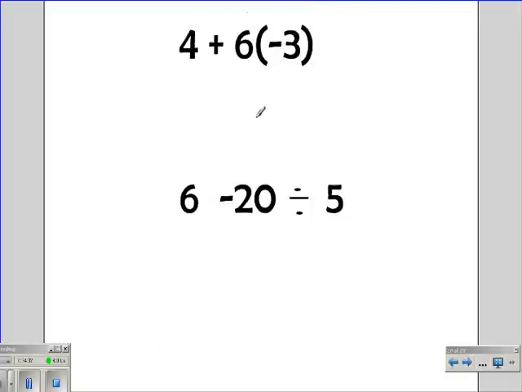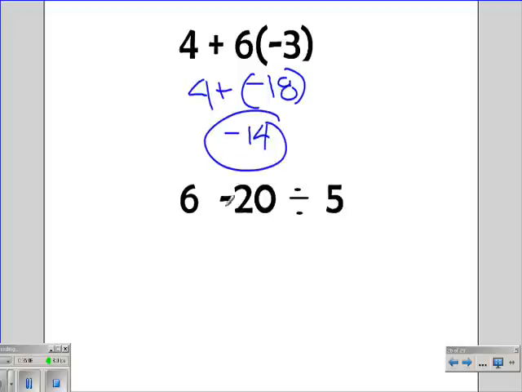And the last 2 problems, hopefully you've already worked ahead, otherwise pause now. But let's do the multiplication here first. Excuse me, let me clean that up there. So I have 6 times negative 3 is a negative 18. And I still have 4 plus, so 4 plus negative 18. Plus tells me to go to the right, but this minus sign tells me to go to the left. So 4 to the left 18 is a negative 14.